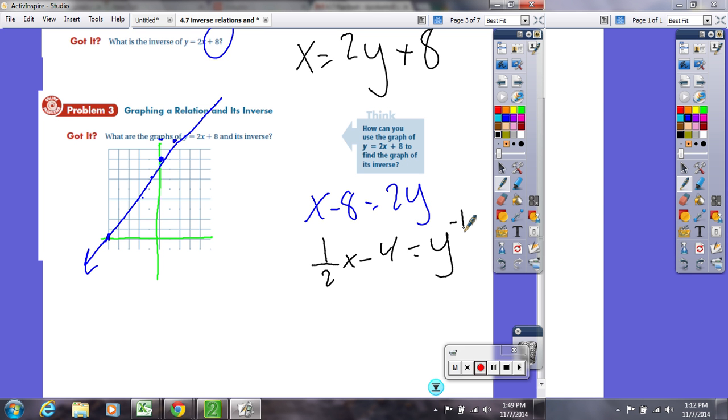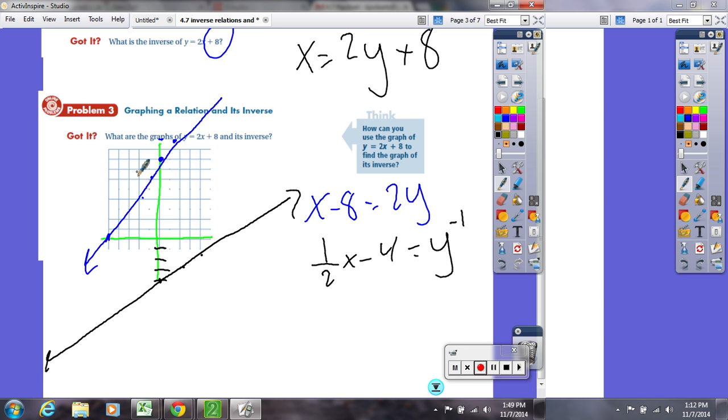So I'm going to start at negative 4. 1, 2, 3, 4. And then notice, if you recall, I'm going to go up 1, over 2, up 1, over 2, and so forth. So it looks like this. Nope, it's not parallel. They will cross.